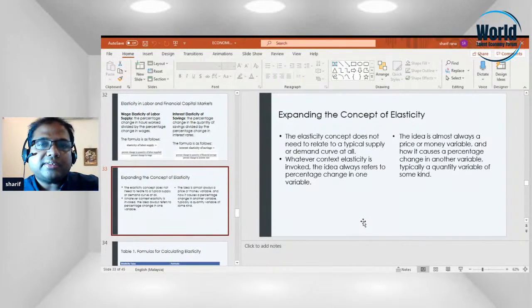Expanding the concept of elasticity. The elasticity concept does not need to relate to a typical supply or demand curve at all. Whenever elasticity is involved, the idea always refers to the percentage change in one variable. The idea is almost always a price or a money variable and how it causes a percentage change in another variable, typically a quantity variable of some kind.